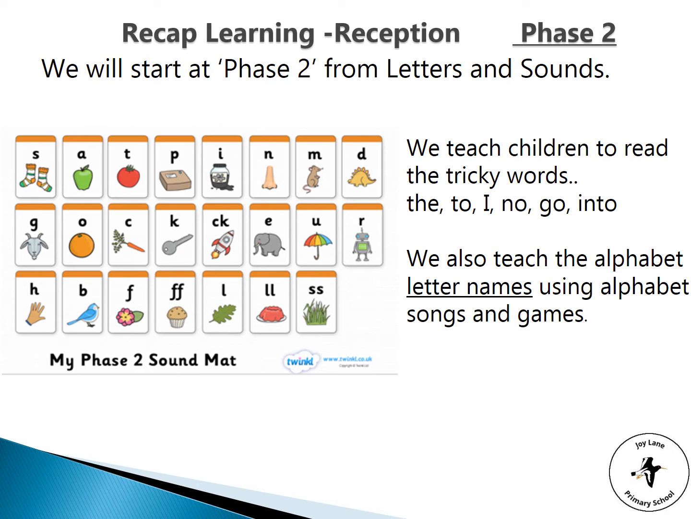So you can see on your screen our Phase 2 sound map. So these are the sounds, these are the letters that we initially teach children. And you can see that these are not in alphabetical order. In fact, the first 6 sounds that we teach, s, a, t, p, i, n, we call SATPIN.